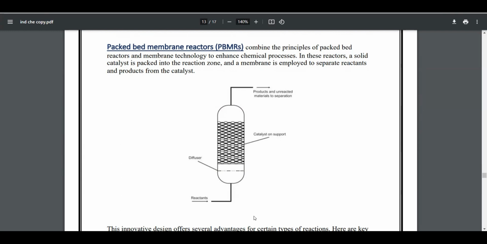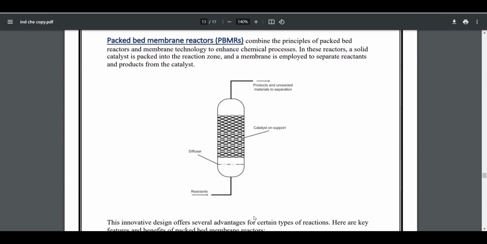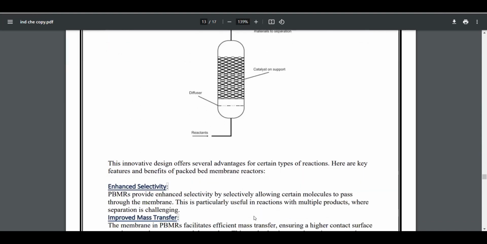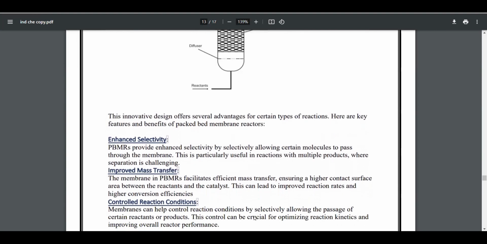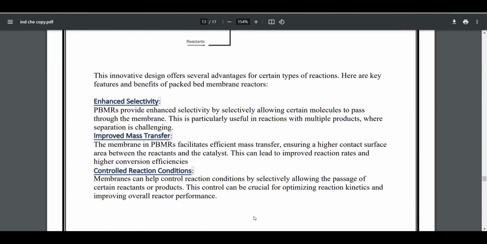In this type of reactor, a solid catalyst is packed in the reaction zone, and a membrane is employed that will cause the separation of the reactant and the product from the catalyst. This innovative design offers several advantages for certain types of reaction. Here are some key features or benefits of the packed bed membrane reactor.